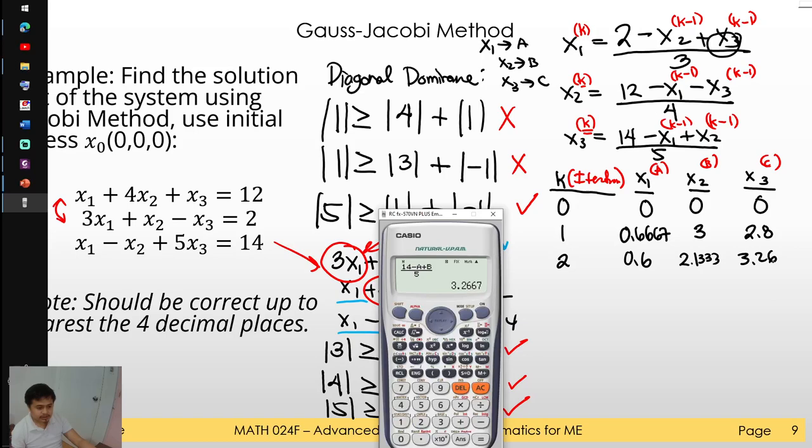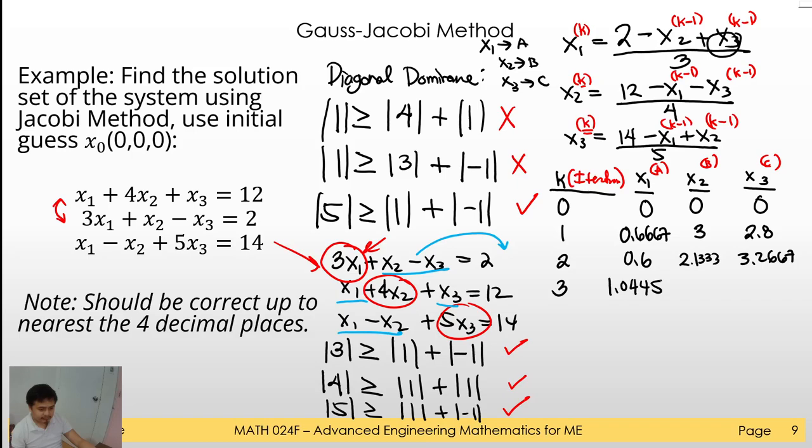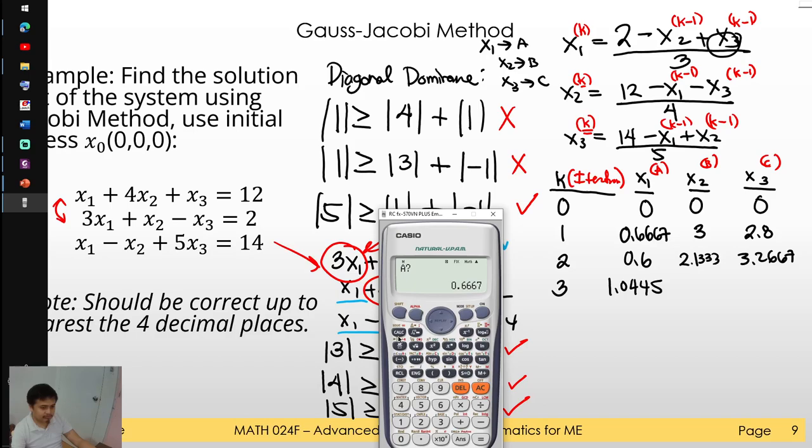And then do this again. Let's try doing this again and again. Okay, it will be exhaustive, so I won't talk anymore. So negative B. So calc. B is 2.1333 and then we have 3.2667. So the answer is 1.0445. And then for X2, use the 12. So 12, and then A is 0.6, the previous value, and then 3.2667. So we have 2.0333.